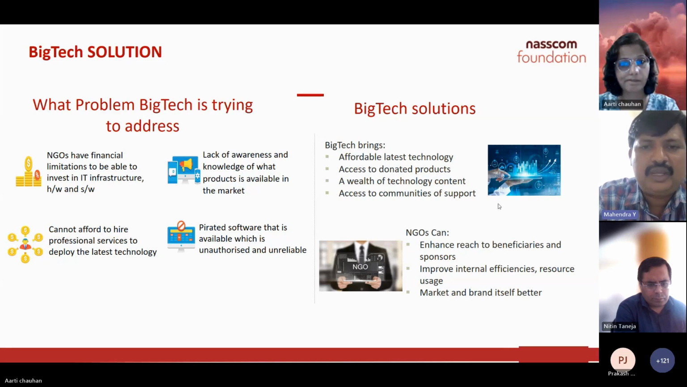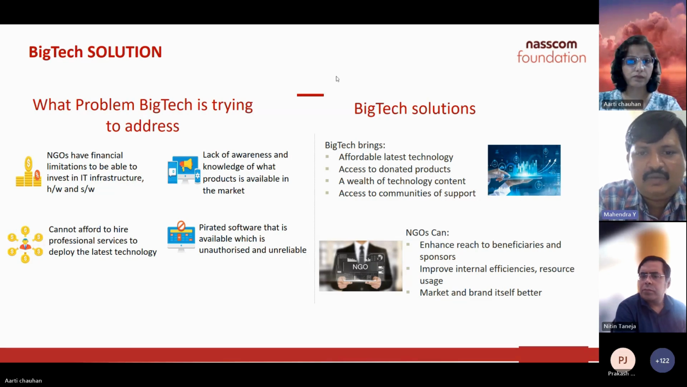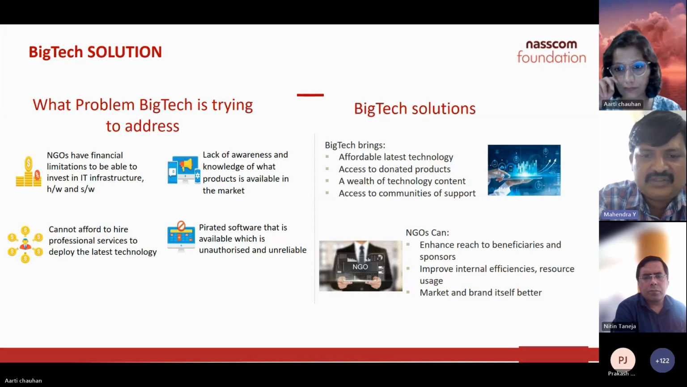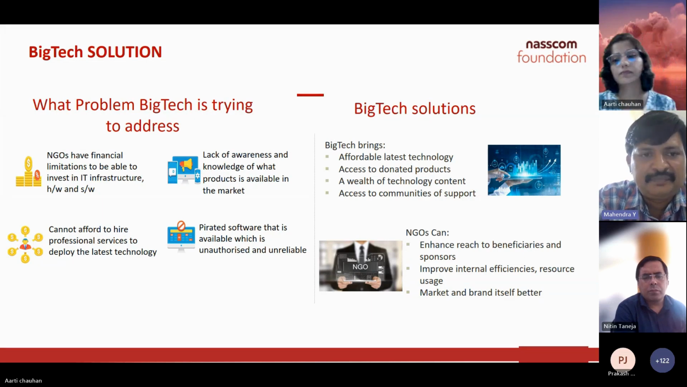So what do we bring as solutions under BigTech? We look at bringing affordable, latest technology for the NGOs. We have access to the various donated products available on our website. We also look at access to the community and support. NGOs can benefit once they subscribe to the softwares relevant for their organizations: they can reach more beneficiaries and sponsors, improve internal efficiencies and resource usage, and also market and brand themselves better.